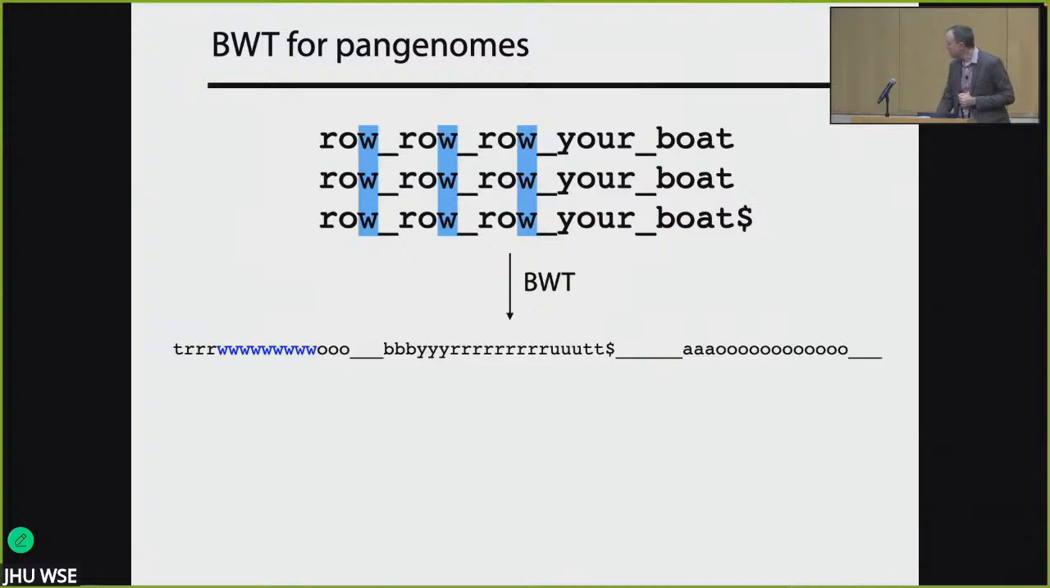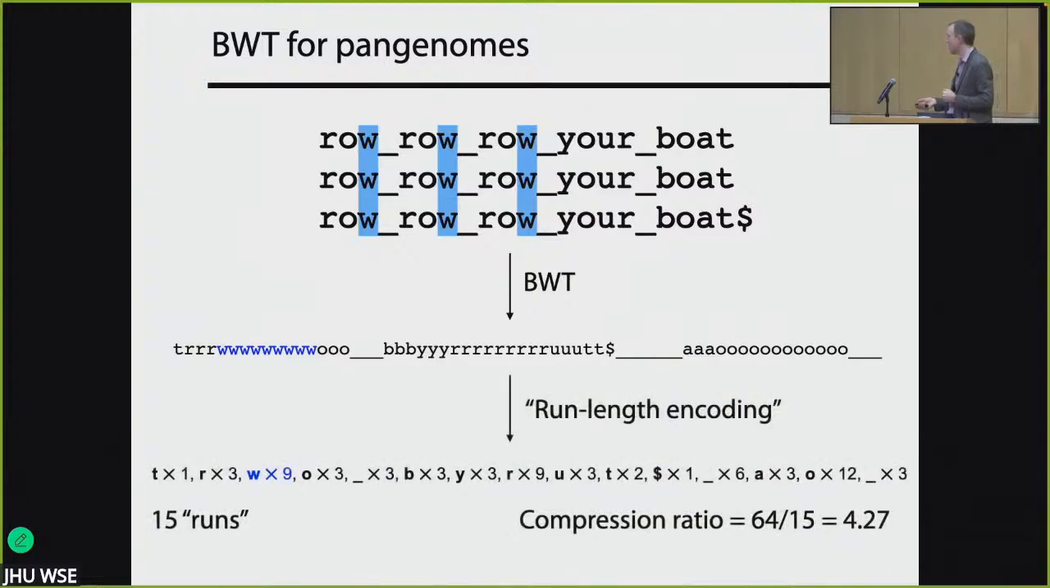In fact, if we wanted to represent this in a compressed way, an easy way would be, instead of just writing these repeated letters over and over again, O, O, O, O, O, let's save ourselves some time and effort just by saying W times 9, for example, for these 9 W's in a row. So if we represent it this way, this is called run length encoding, then we end up with 15 runs to describe what was originally 64 letters. Okay, so we got 64 letters down to 15 runs.